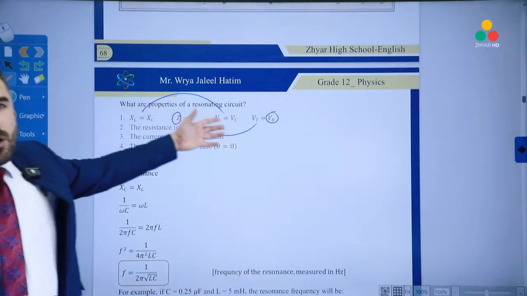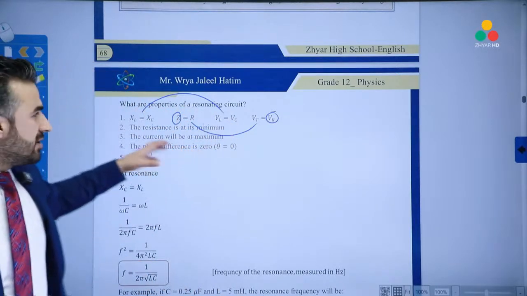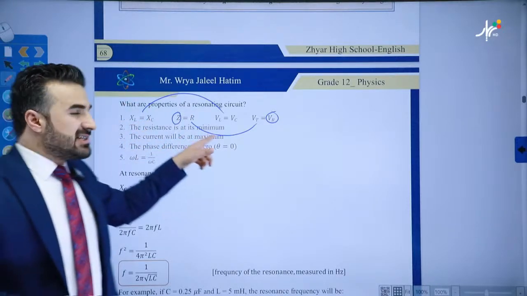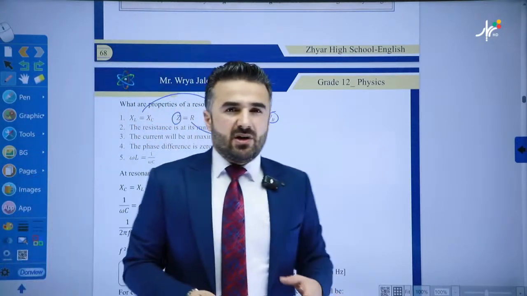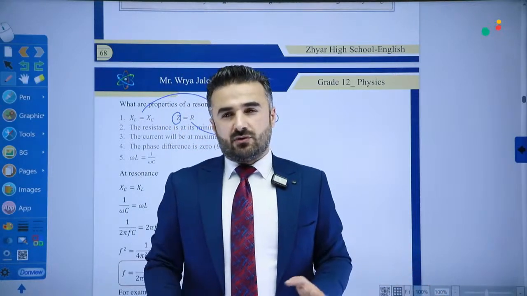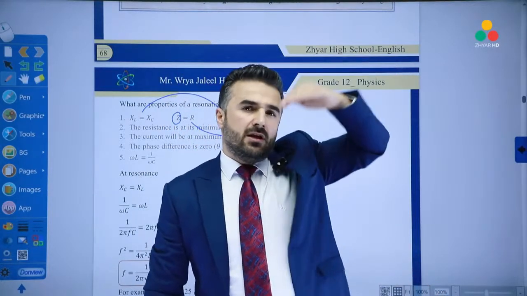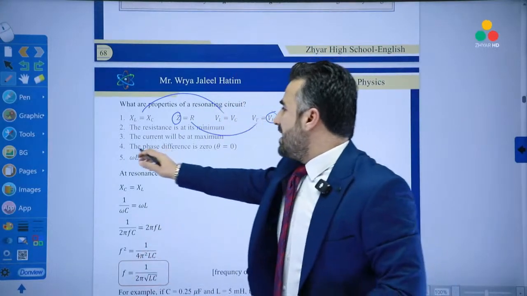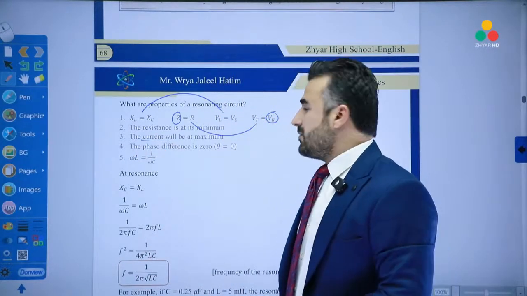So these are some of the properties, by the way, of a resonating circuit. You can consider this to be point number one. Another point is that, remember, the resistance is minimum. And if the resistance is minimum, what do you think about the current? Resistance and current are inversely proportional. So if resistance is minimum, the current in the circuit will be maximum. So basically the current is maximum. That is the third point.